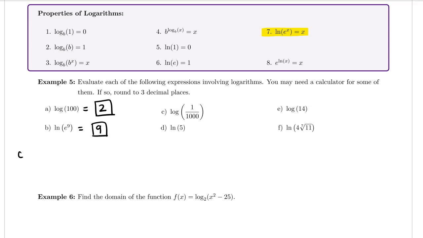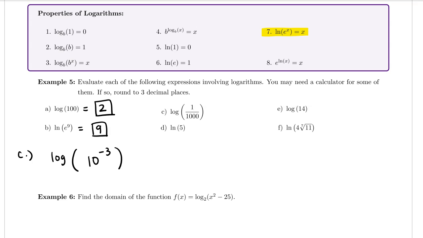For part C, we have log of 1 over 1,000. And to help me out, I'm going to rewrite 1 over 1,000. I know that that's the same thing as 1 over 10 to the third power. And 1 over 10 to the third power, I can actually rewrite as 10 to the negative third power.